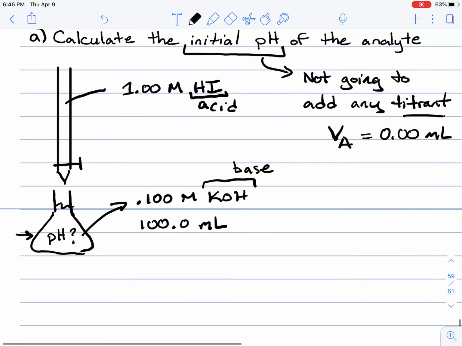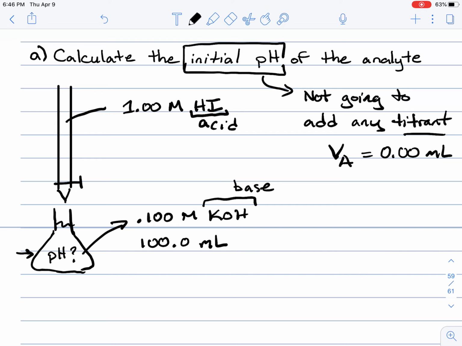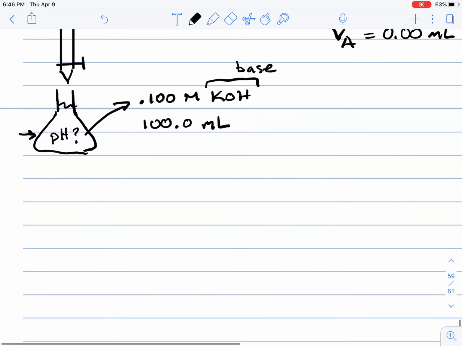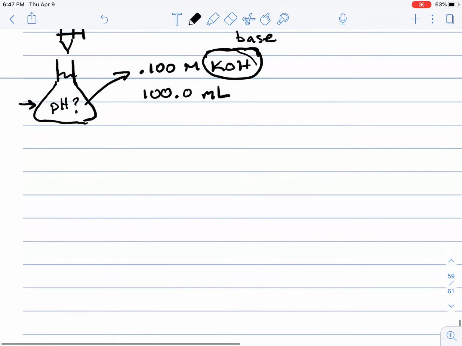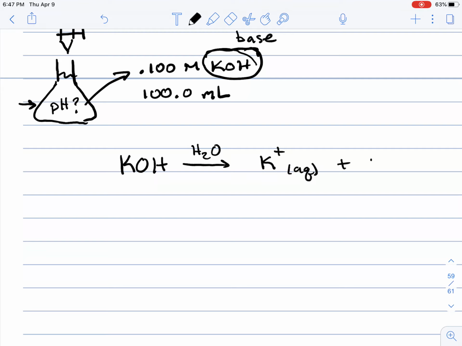And so if we're just trying to calculate the initial pH, that means we're going to think about how potassium hydroxide is going to interact in water. So here we have potassium hydroxide, and when we place that in water, what we get is simply potassium ion and hydroxide ion.